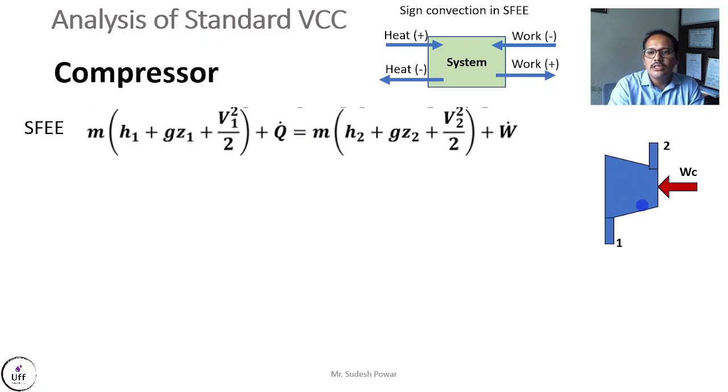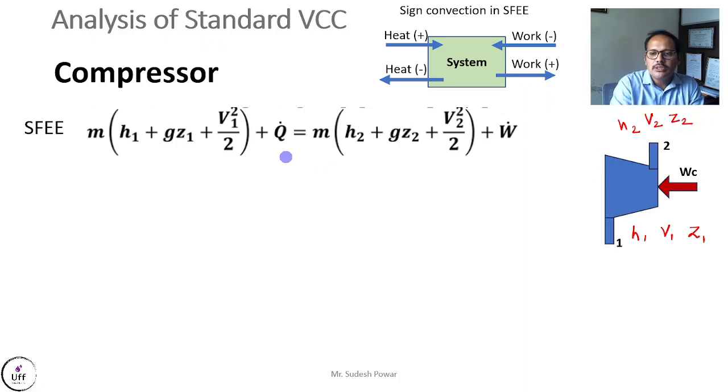First we'll apply the steady flow energy equation to the compressor. Here you can see the compressor, and this is the condition of the refrigerant at section 1. At section 1 there is some enthalpy, some velocity and some potential head, indicated by h1, V1 and Z1 respectively. Likewise at section 2, enthalpy is h2, velocity is V2 and potential head is Z2. Now I will apply the steady flow energy equation.